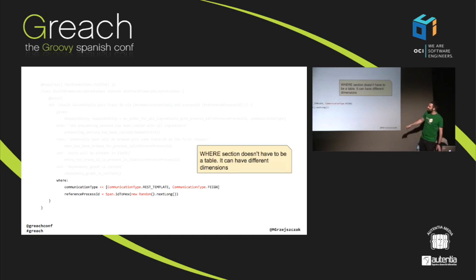And if you see at the bottom, this is nice because you have a where clause. I'm pretty sure you're accustomed to having a where clause in form of a table, but you don't have to have a table. Here, I want to run the test for REST template and Feign, but I want the reference process ID to always be created like that. So here you have a matrix where the first thing is the communication type is REST template, and the reference process will be, let's say, A, and then you test it with Feign, and reference process will be B. So this part will be executed each time the first one is picked.